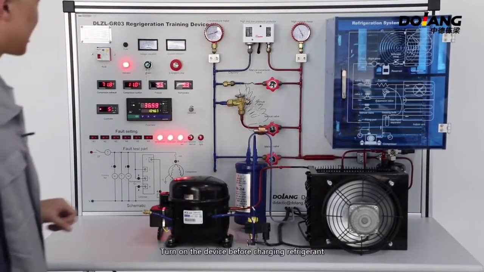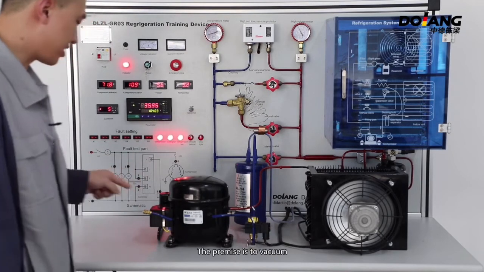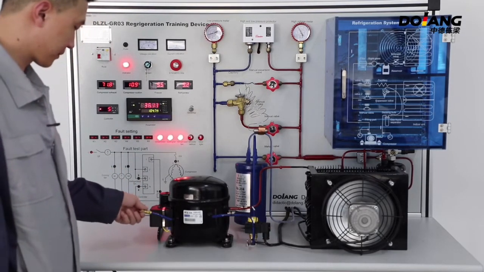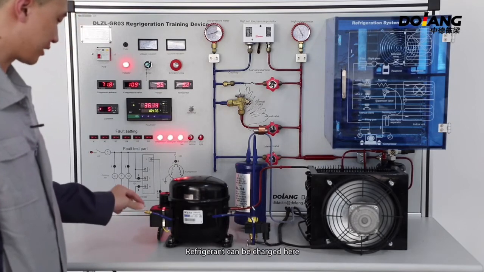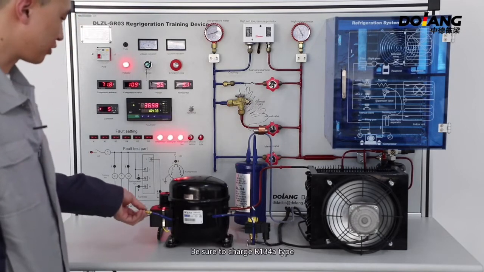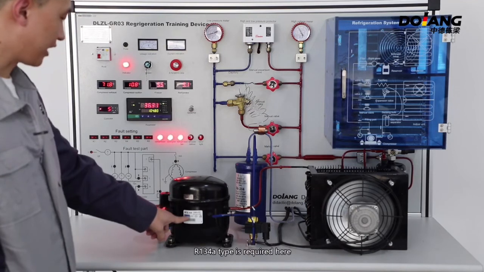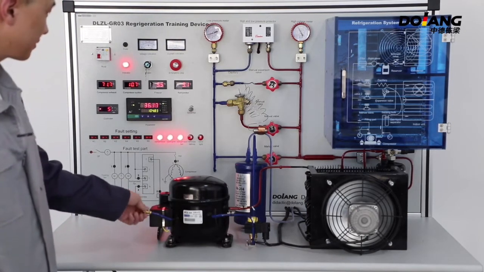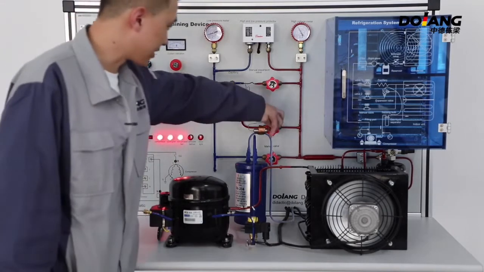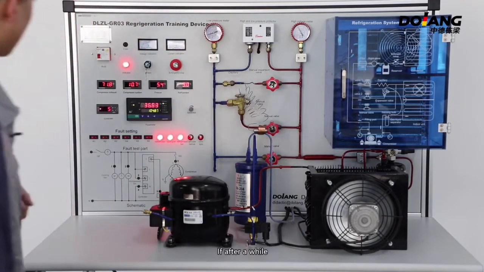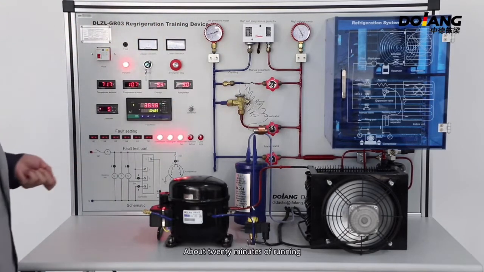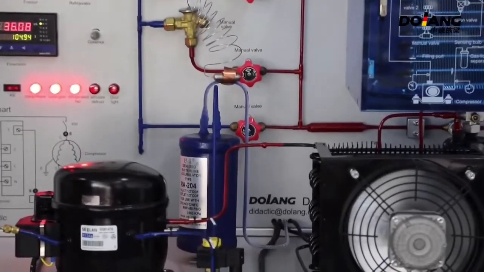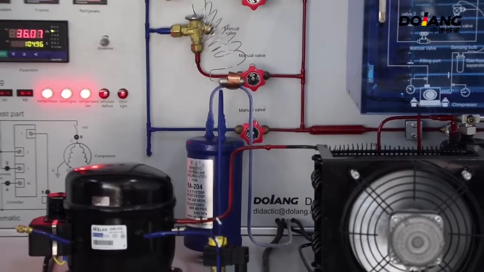Turn on the device before charging refrigerant. The premise needs to vacuum. This can be unscrewed. Refrigerant can be charged here. Be sure to charge R1348 type. Don't charge with the wrong type. After well above 20 minutes of running, temperature will become 0, then the whole device will be turned off.